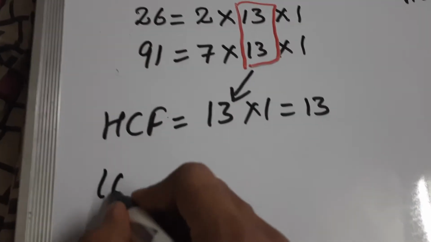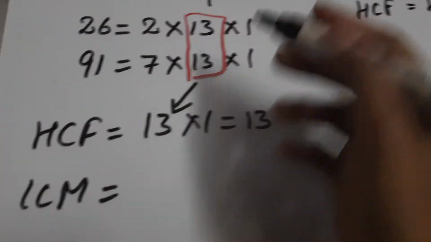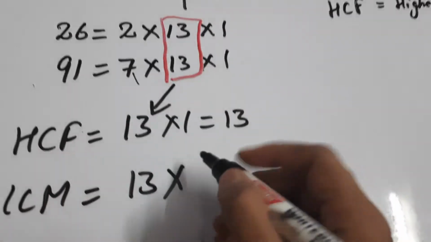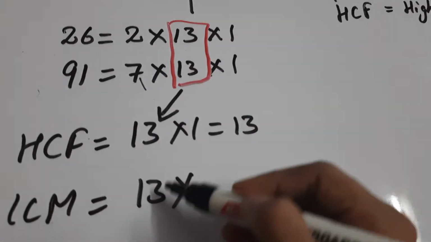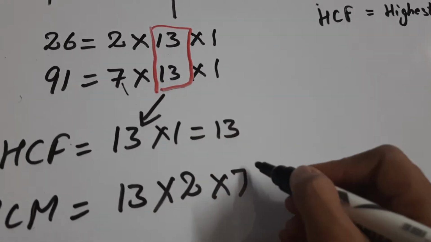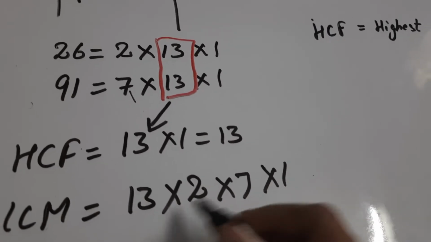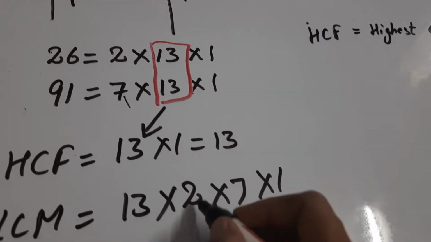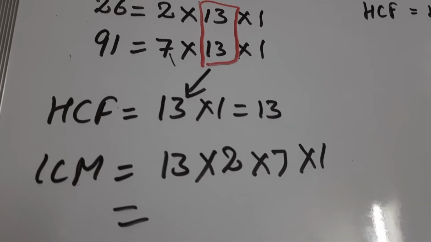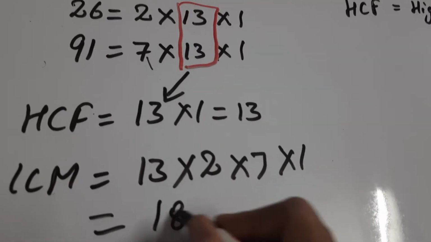Now LCM, least common multiple. Multiple means the common factor into the remaining factors which are not common. We will take the common factor, and the uncommon ones as well, like 2 into 7, and 1 is always there. So like this. So 13 twos are 26, 26 into 7. So we'll get it and we'll write the answer. So it will be 182.